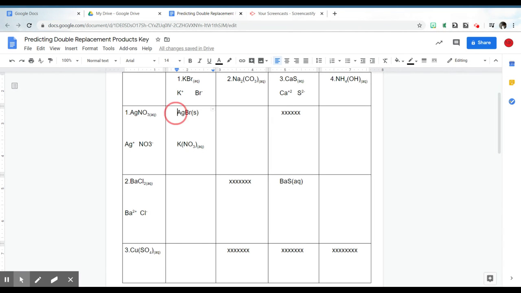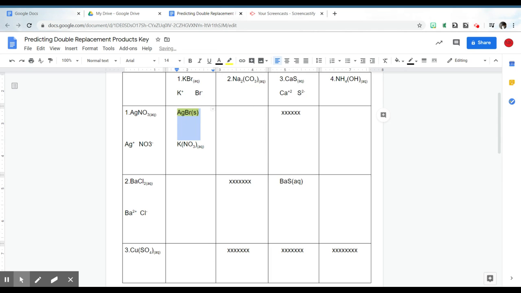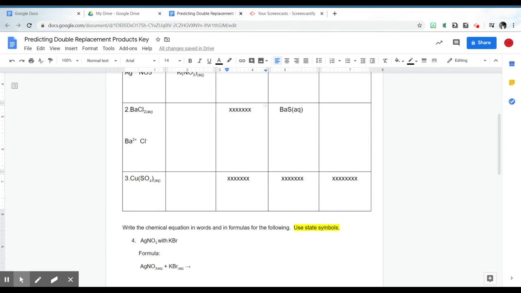The instructions say to highlight the precipitate. So now it's highlighted, and then potassium will now be dancing with nitrate. If I look up nitrates, they are all soluble without exception. Solubles, aqueous, dissolved in water. Notice I have X's marked all over this worksheet. That's because it takes a long time to type things in, so I've shortened it up for you.